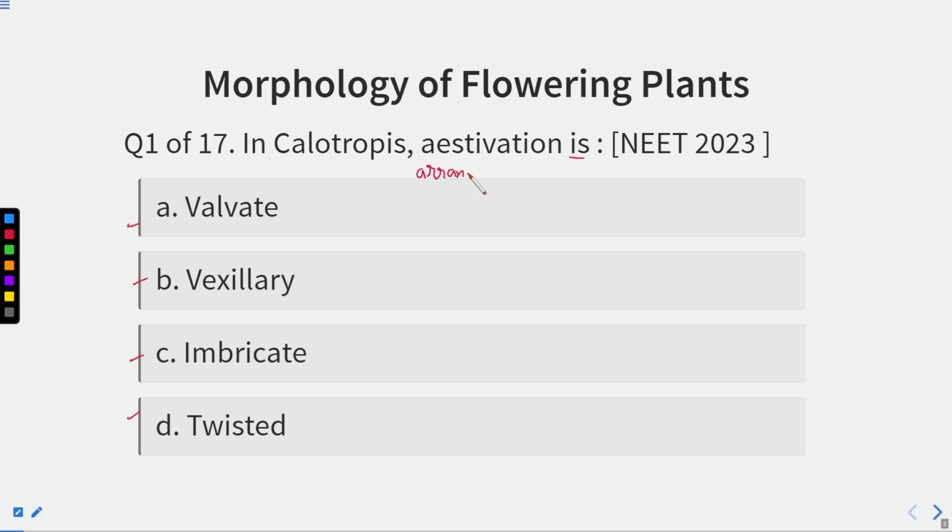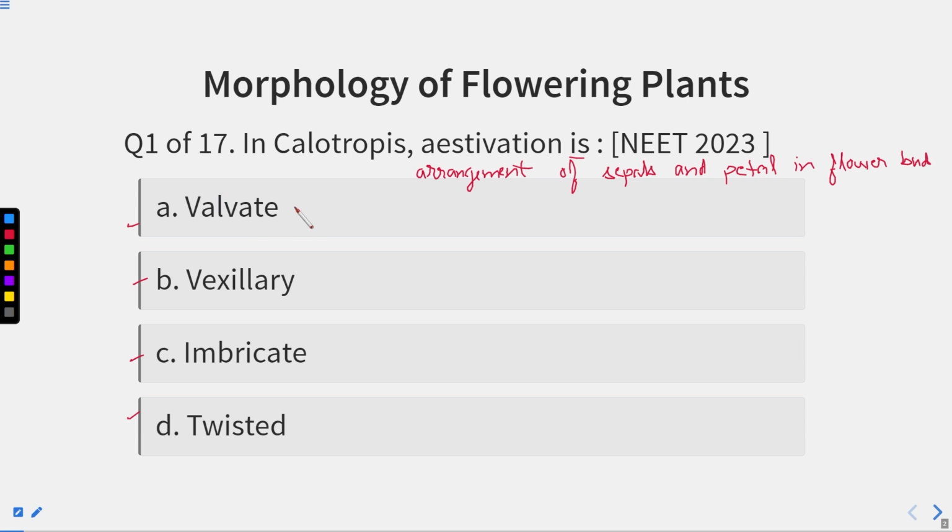the arrangement of sepals and petals in a flower bud is known as estivation.